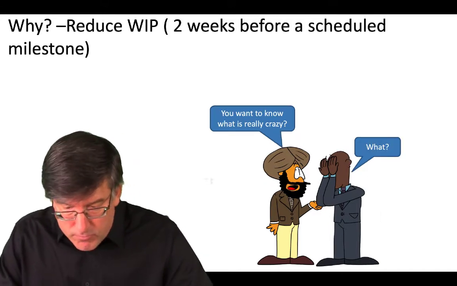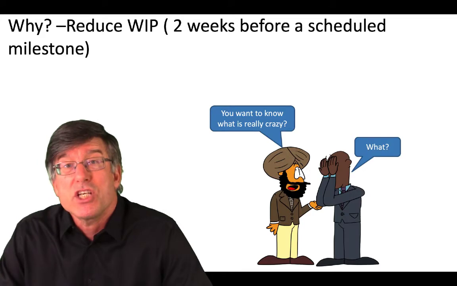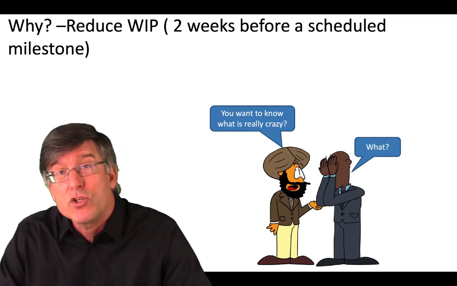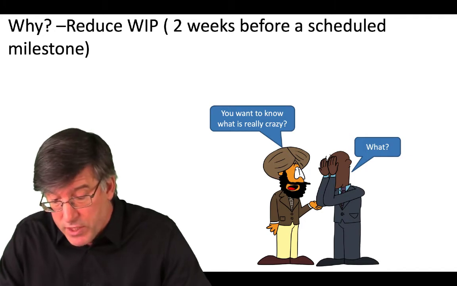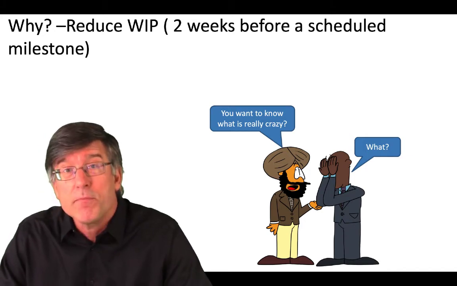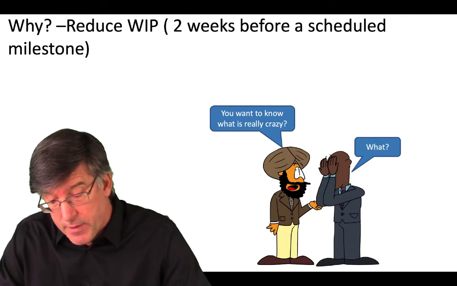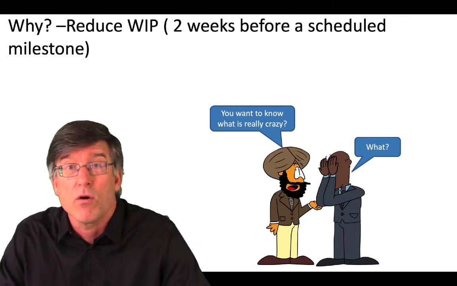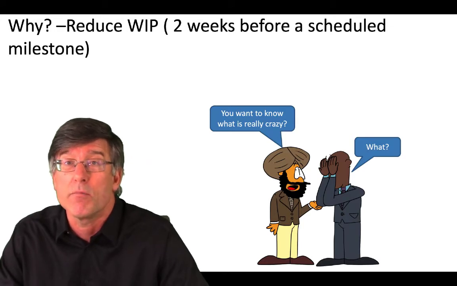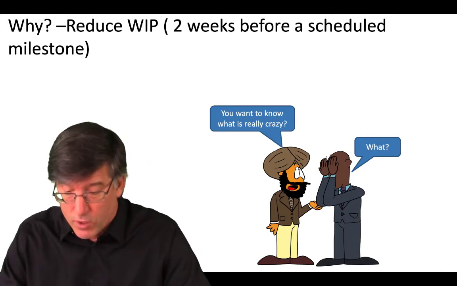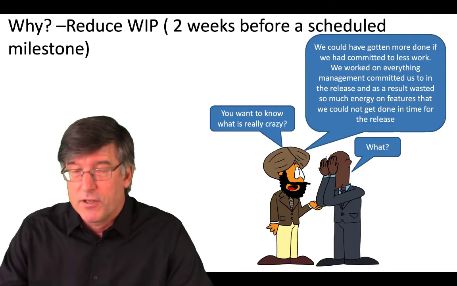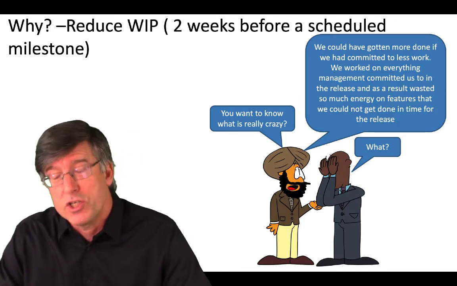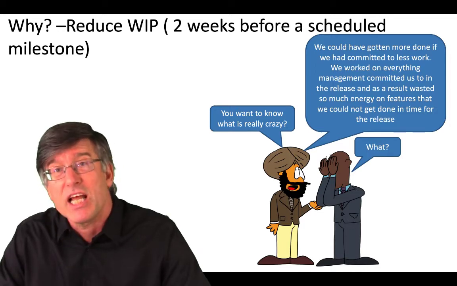So the other part about this is reducing work in progress. Again, following about 2 weeks before, we're continuing the same conversation. And here, Sahil, again, our architect, is saying, hey, you really want to know what's crazy about this? And of course, poor Lawrence, who's crestfallen right now about his career, is asking, what? And Sahil's going, it's really crazy. We could have actually gotten more work done if we had committed to less work.